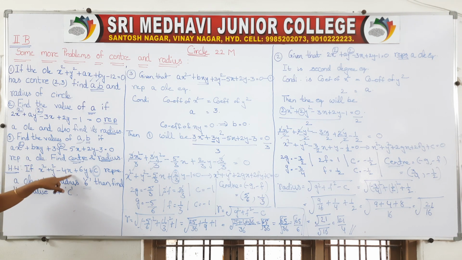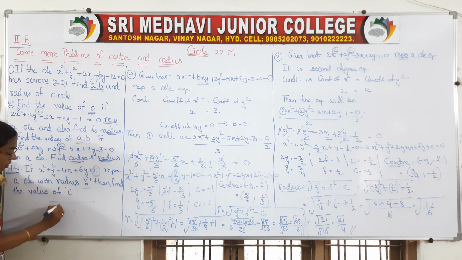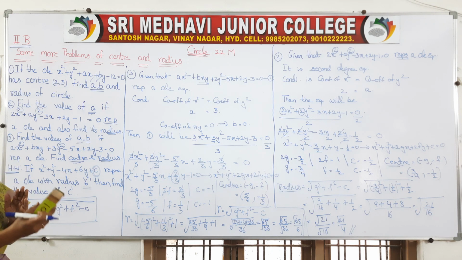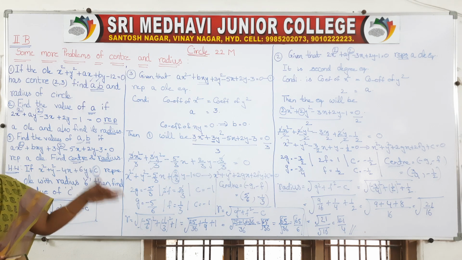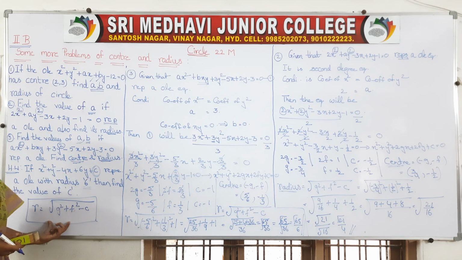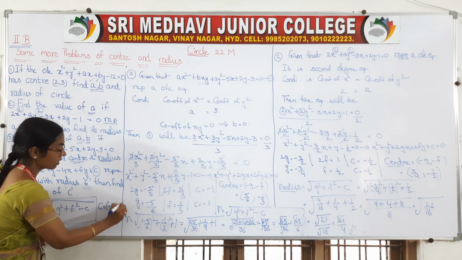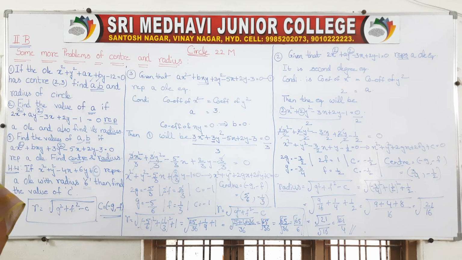So just compare this, find out your g, f, c, and the radius is 6. So substitute in the radius formula. The radius formula is always root of g square plus f square minus c. Always the radius and center formulas are fixed throughout the chapter. If we compare the equation with the general equation, you will get your g, f, c. Once you got g, f, c, just take the formula. For the radius this one, and for the center we will take the formula (-g, -f).